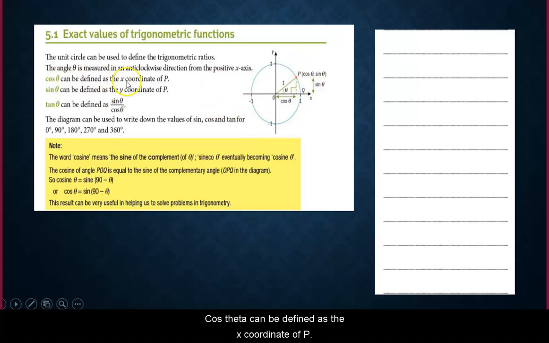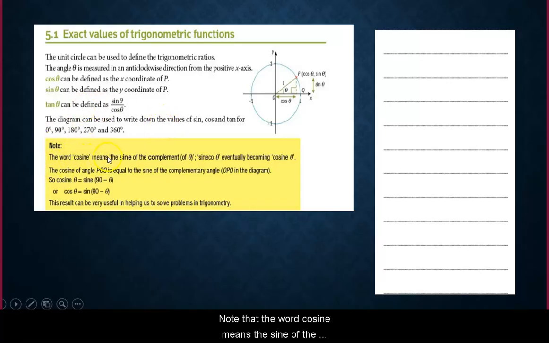Cos theta can be defined as the x-coordinate of P. This is the cos theta, the x-coordinate of P. Sin theta can be defined as the y-coordinate of P. And tan theta is nothing but sine theta divided by cos theta. So the diagram can be used to write down the values of sine, cos, and tan for all these angles without the use of a calculator. And that is why we are going to look at that.